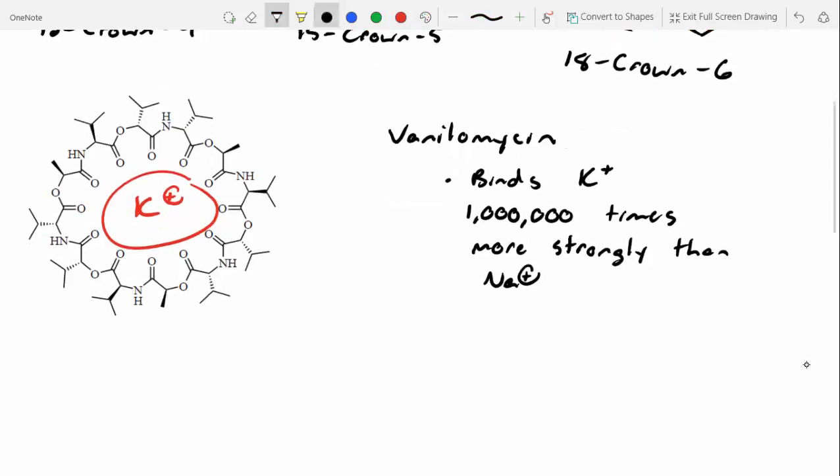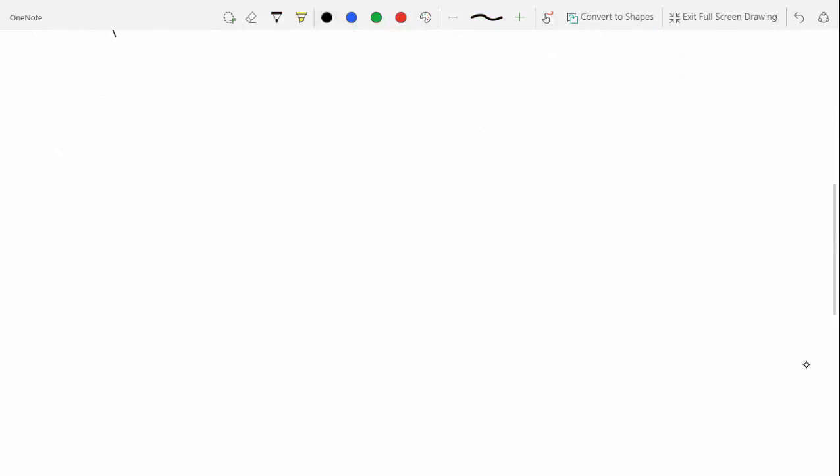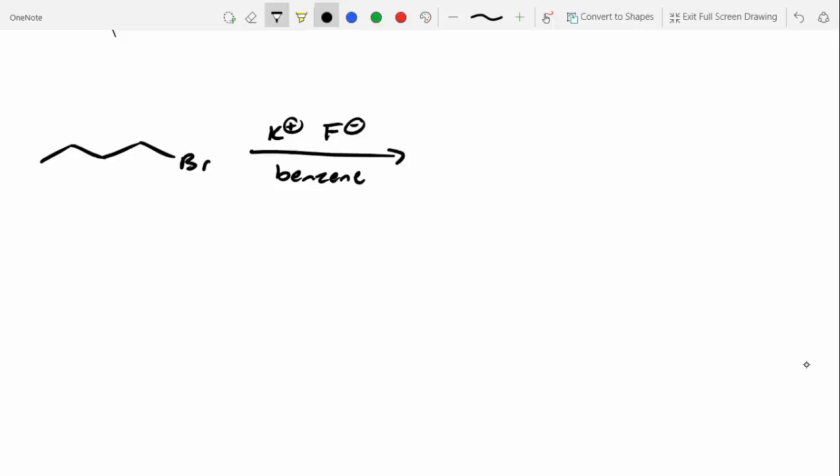Another cool reason that these crown ethers are important is it allows us to do chemistry that used to be impossible. So let's say I try to do this substitution reaction, and I've got potassium and I've got fluoride, and I'm running this in benzene as my solvent. You get no reaction. Why do we get no reaction? Benzene's too stable. So benzene is just a solvent, but did we ever see substitution reactions with fluoride?